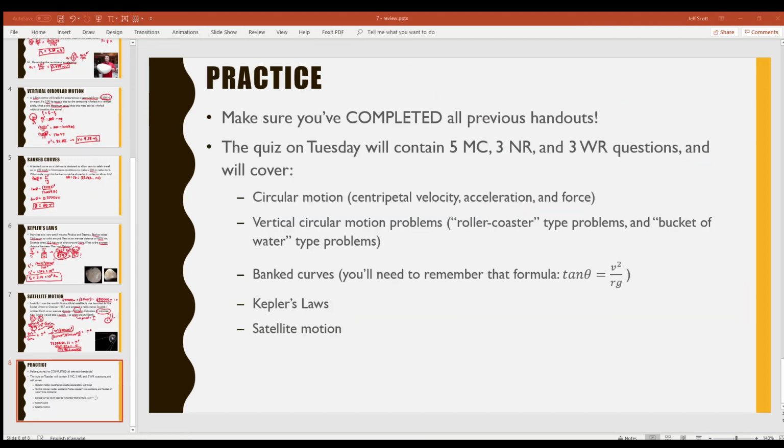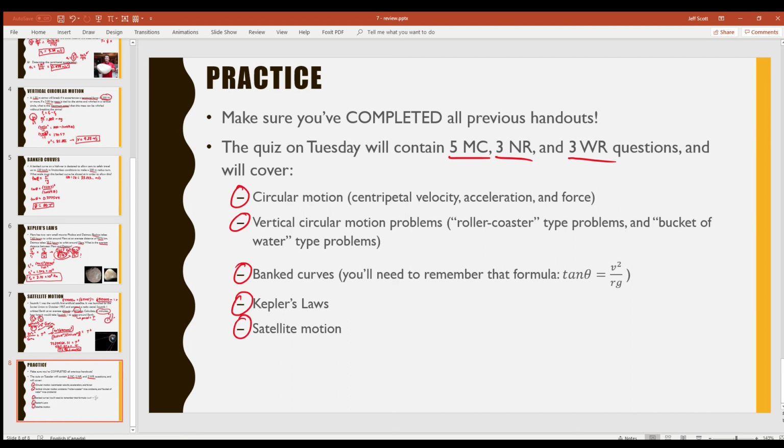So that's the end of the lesson today. For practice, I want to make sure that you've completed all of the previous handouts that I've provided to you. I'd also like to remind you that the quiz that's coming up on Tuesday is going to contain 5 multiple choice questions, 3 numeric response questions, and 3 written response questions. And it's going to cover all the information that you see here on the screen.